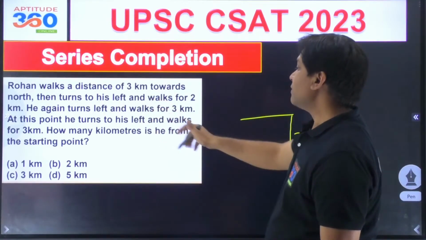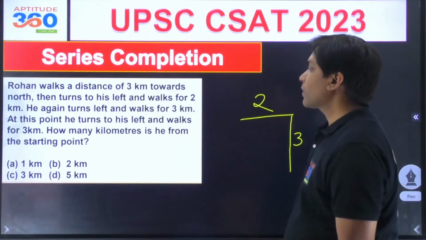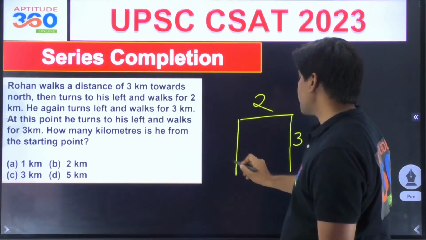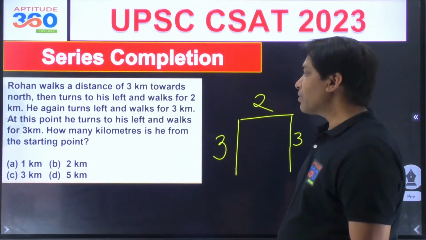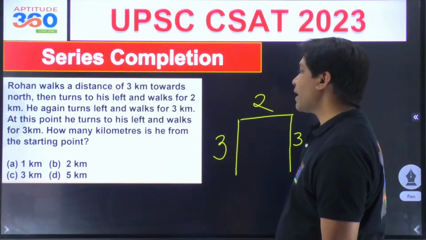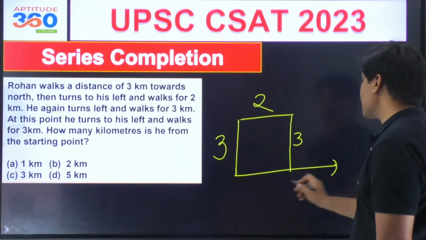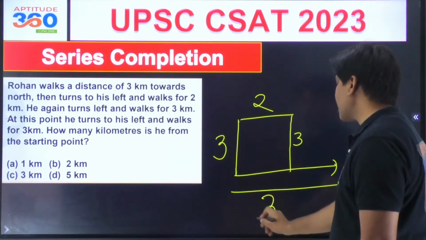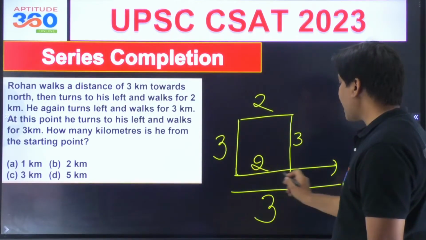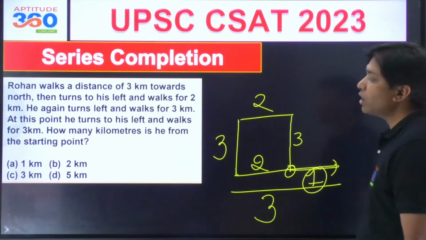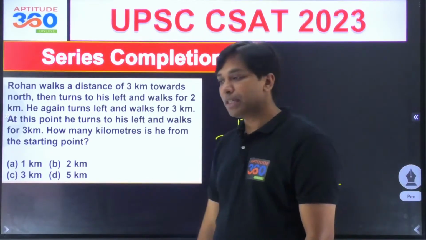He turns to his left and walks 2 kilometers. And then again turns left and walks 3 kilometers. So this is 3. At this point he turns to his left and walks for 3 kilometers. From here to here, if he walked 3 kilometers, he would have come here to the original position, then this 1 would have remained. What is this distance out here? 1 kilometer. Is this okay with everybody?